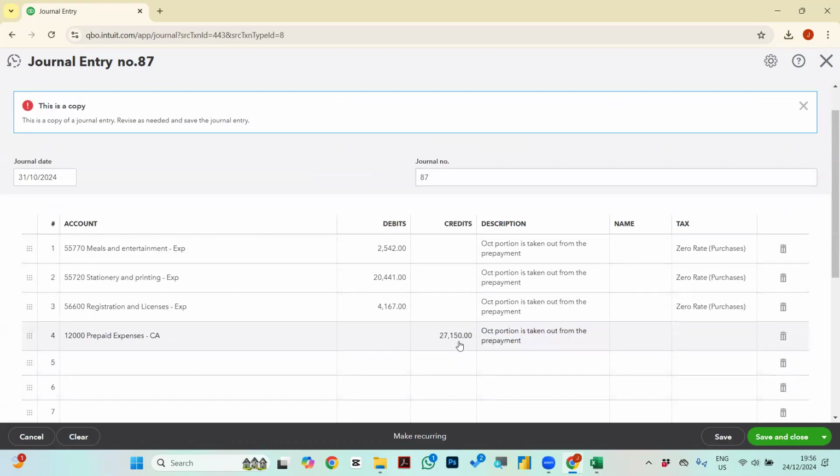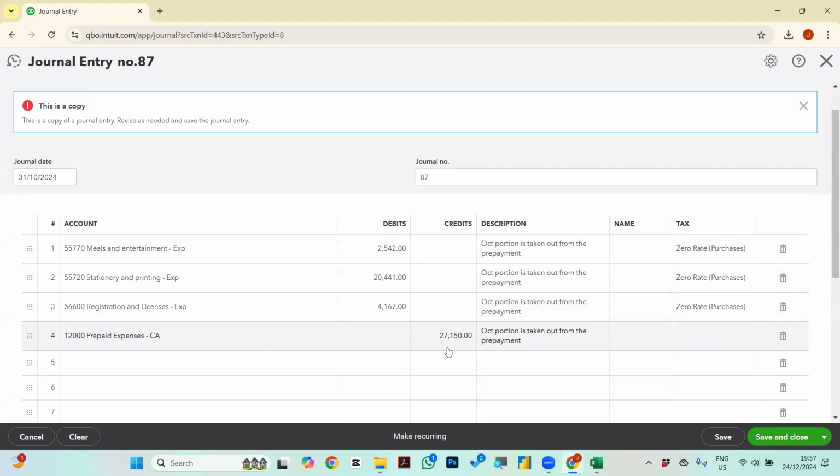Whenever we buy something that we can use for more than one month, we put it under prepaid expenses. But every month, we take the value that belongs to that particular month out of the prepaid expenses and record it to the specific expense account. So this is the amount we are taking out from the prepaid expense account that belongs to these different categories in the month of October.